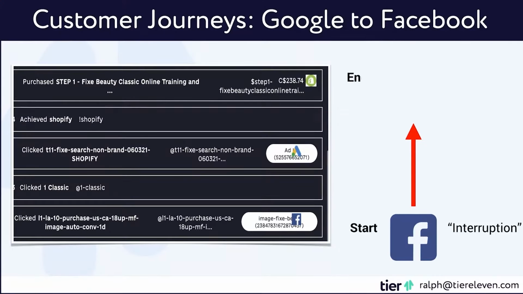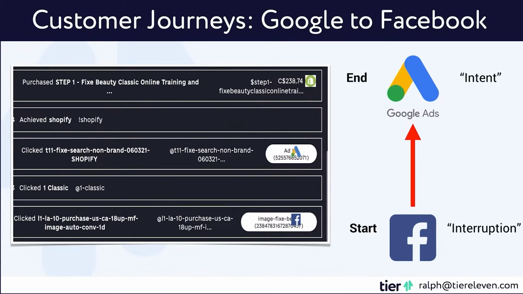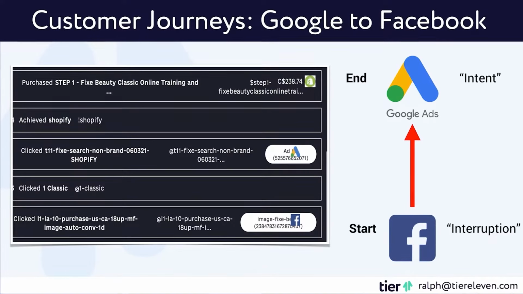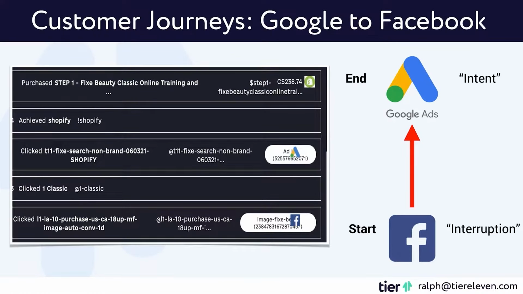So you can actually see the customer journey here. This is through a third-party platform. You can see that in this particular case, this converter started on Facebook, went through a Google ad, and then ultimately converted for a $238 conversion. So sometimes it goes from Google to Facebook, but humans are unpredictable. It's chaotic. You don't know what they're going to do.